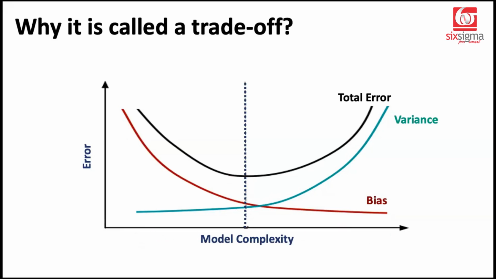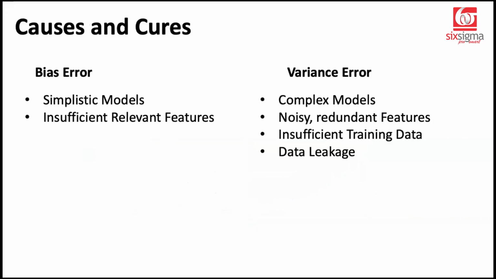Now let's quickly understand the causes and cures of bias and variance errors, a very important interview question. So a bias error happens because the models are very simple. We saw in our example, we had a straight line explaining a relatively complex pattern. And the second reason for bias error is when we have insufficient relevant features. Probably because of the lack of the subject matter knowledge, we may have not even collected enough features to be able to explain an outcome.